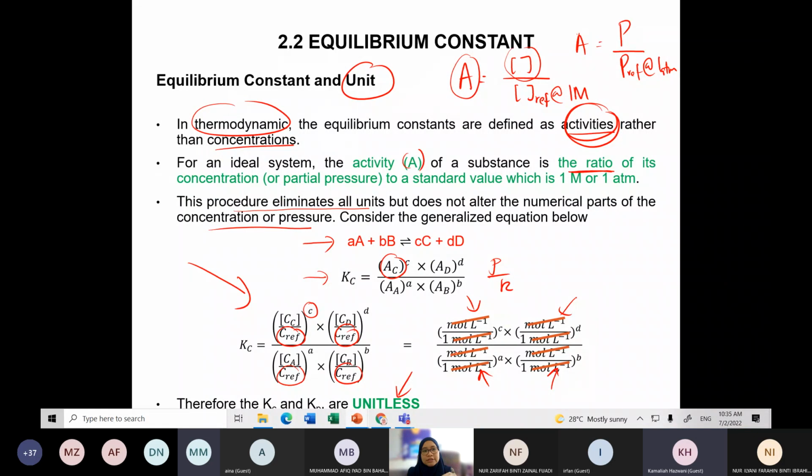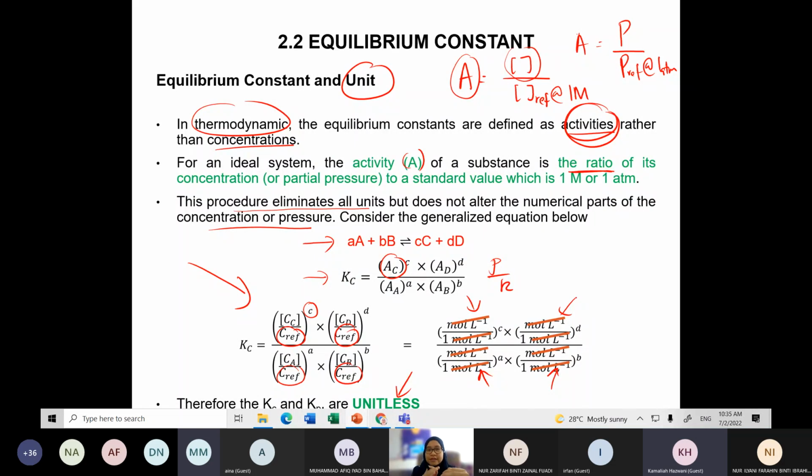Okay, so that's why we might as well just use the concentration. There's no need to find activities. To simplify things, we use concentration, because when concentration is divided by 1, it still gives the value of concentration. Understand? That's why instead of using activities, we can use concentration.